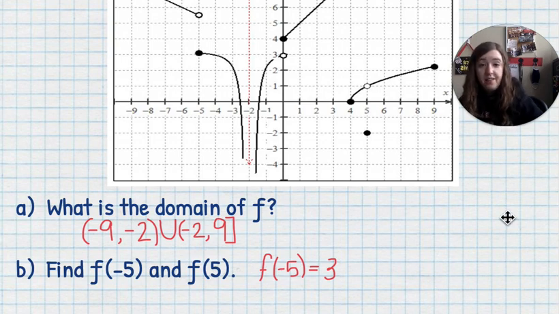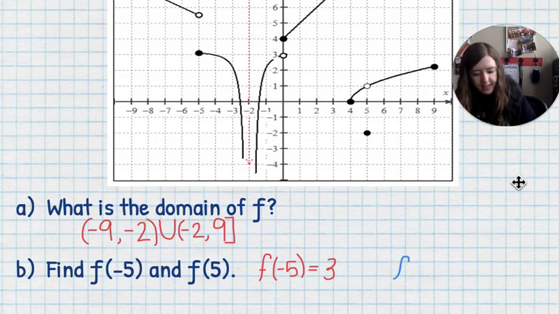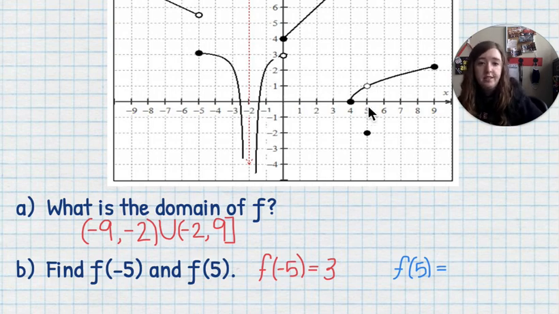Then we're going to look at f of 5. So f of 5 says, what's my value when x is equal to 5? Well, x is equal to 5 right here. And there's a circle there, there's a hole there, but it's actually defined down here at -2. So f of 5 is equal to -2.